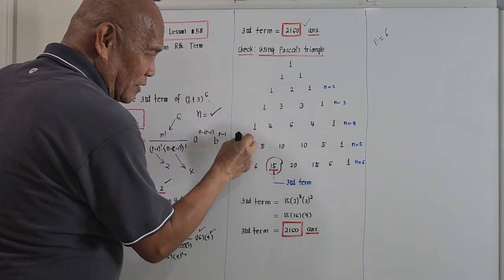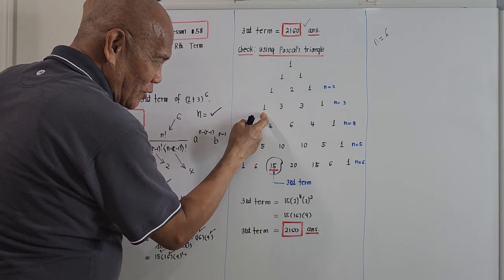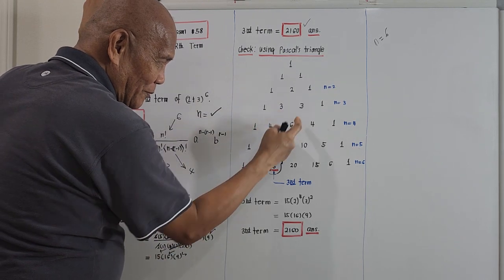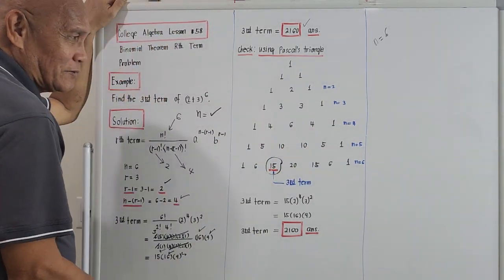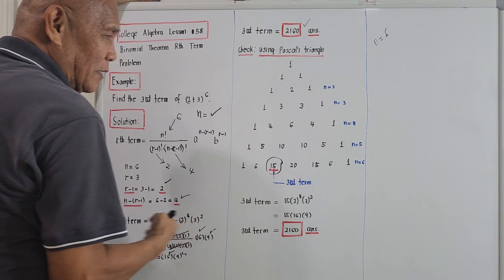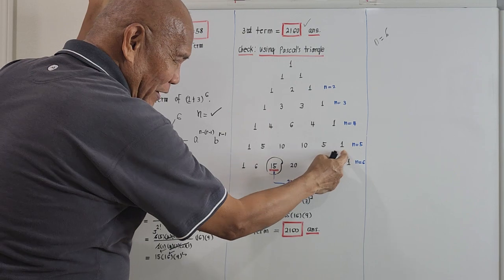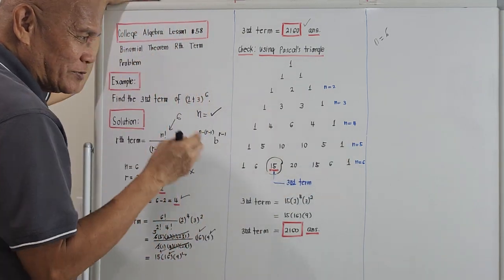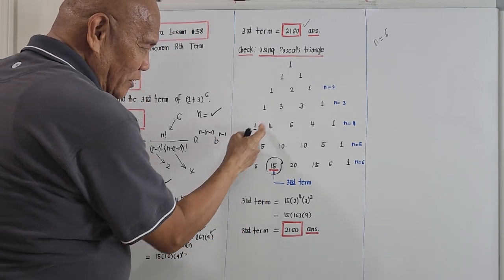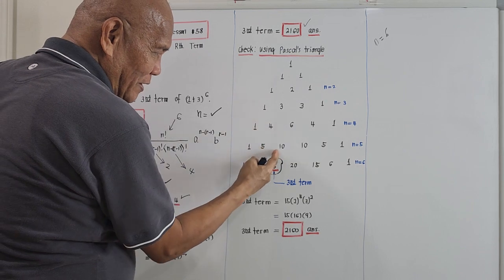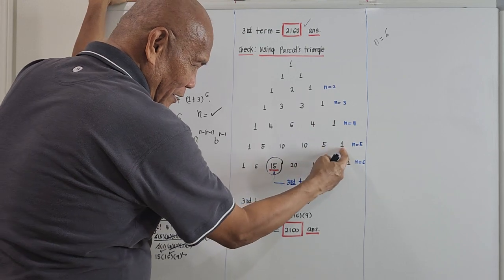Next row, the two ends will be 1. The 3 middle terms will be 1 plus 3, which is 4, 3 plus 3 will be 6, and 3 plus 1 will be 4. The ends will be 1. Right? That's for n equal to 4. Next row, the two ends will be 1. For n equal to 5, there will be 6 terms. The middle terms will be 4, and the coefficients are these. 1 and 4 will be 5. 4 and 6 will be 10. 6 and 4 will be 10. 4 and 1 will be 5. And this is 1 again.